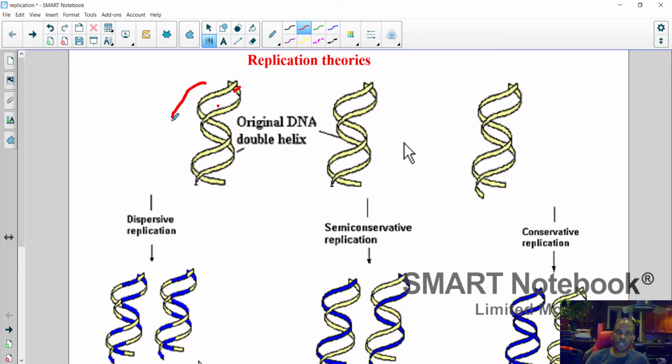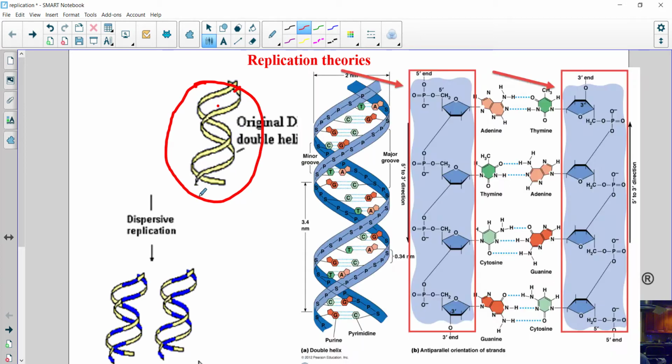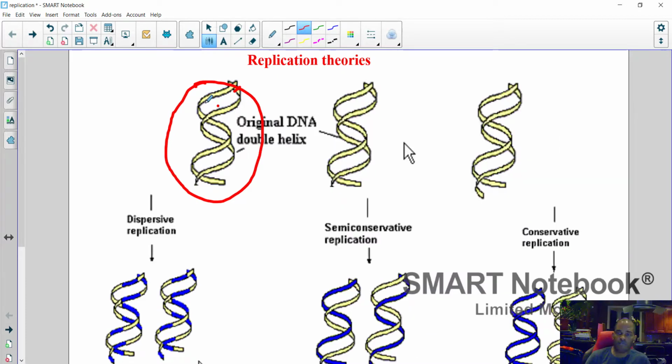So this is my original DNA. And this original DNA is a double helix, 2 strands, anti-parallel. One of the potential replication theories is that it could be dispersive, where basically the entire strand here explodes, separates, and the new DNA is incorporated, and you end up with 2 brand new strands. That's known as dispersive.